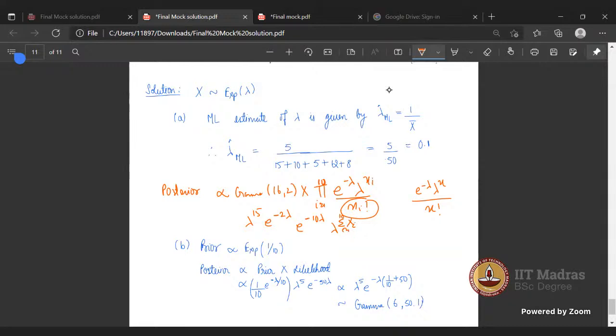I is varying from 1 to 10. So again, if you solve this, you will get lambda to the power 15 plus sum over xi and e to the power minus 12 lambda. Again, this follows the gamma distribution with the parameter 15 plus sum over xi plus 1 comma 12. So it will be 15 plus sum over xi, and it is 12. Okay. So this is the distribution for the posterior.